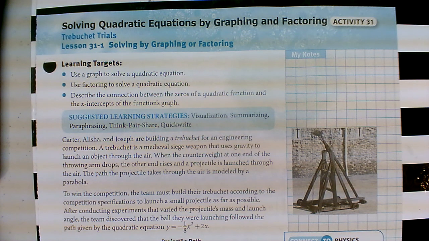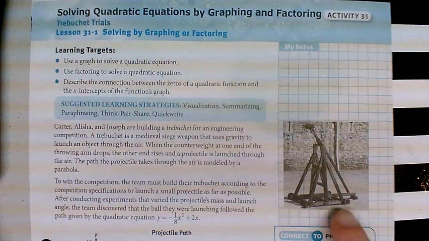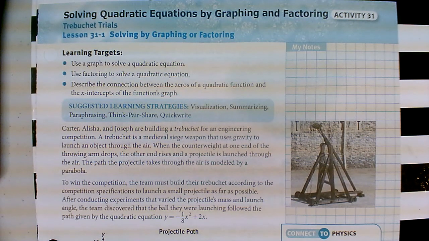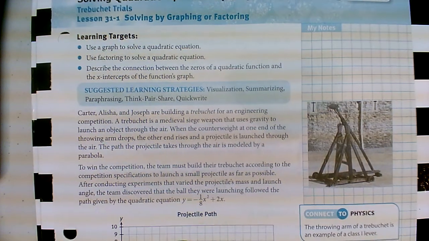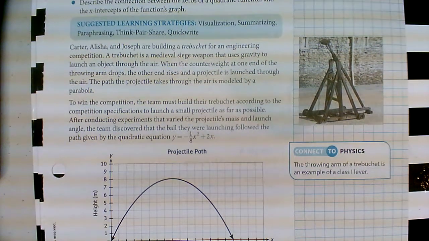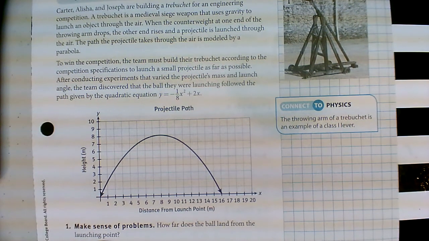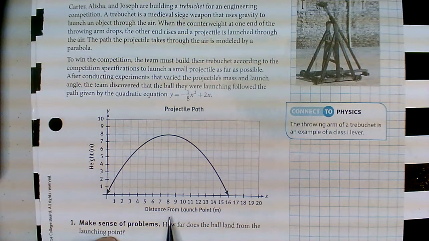You've got 3 kids that are building a trebuchet, which is this kind of medieval looking thing that used to launch buckets of hot oil and stuff like that on enemies, you know, good times. Anyway, here's a graph of their projectile path. So you've looked through this already.